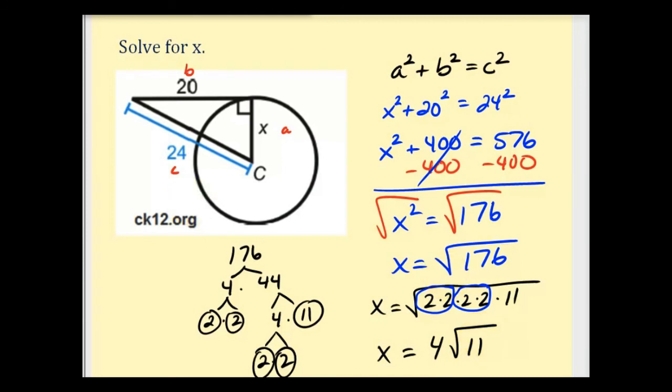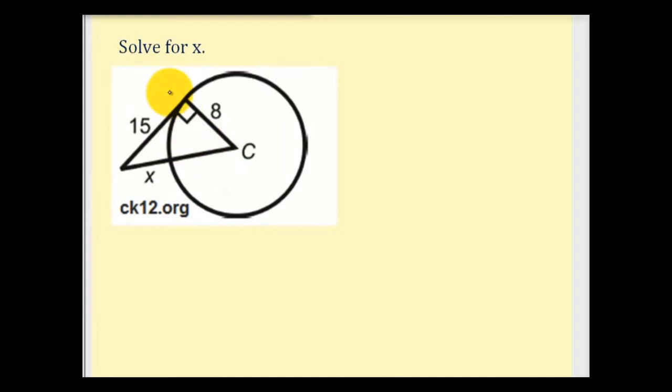Now let's take a look at our second example. Again, it's the same type of problem. Here we're given a tangent segment and the radius of the circle drawn to the point of tangency. So we know we have a right angle here. So now that we have a right triangle, we can use the Pythagorean theorem to determine the value of x. But notice how now we're going to be solving for the hypotenuse. So this will be side C, and we'll call this side A and this side B.